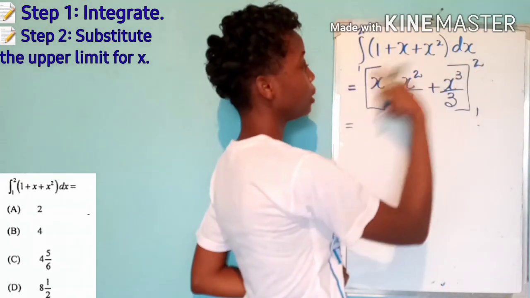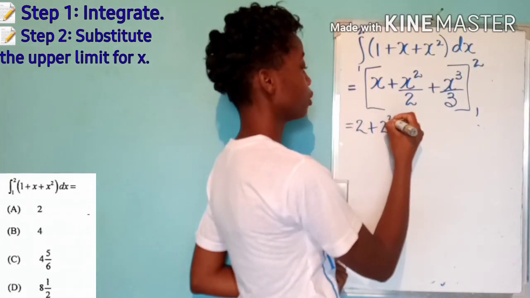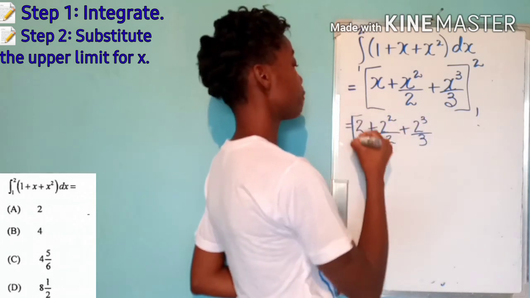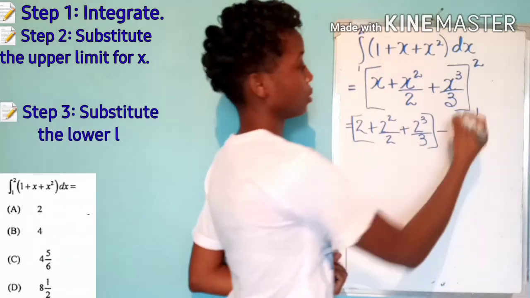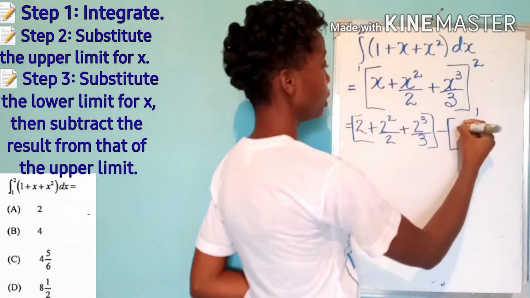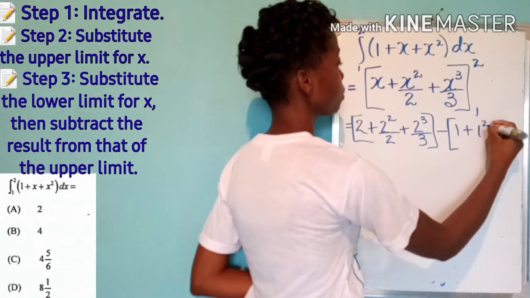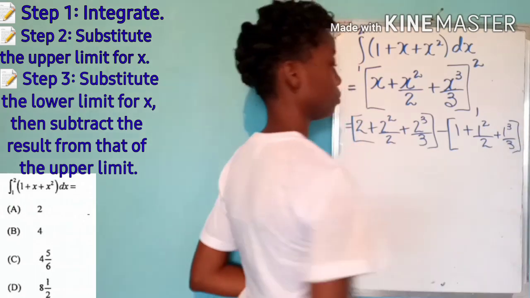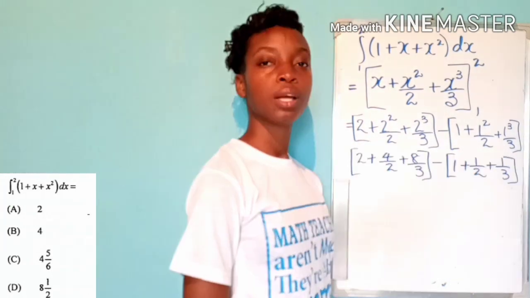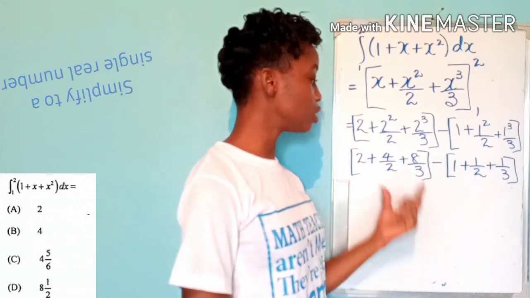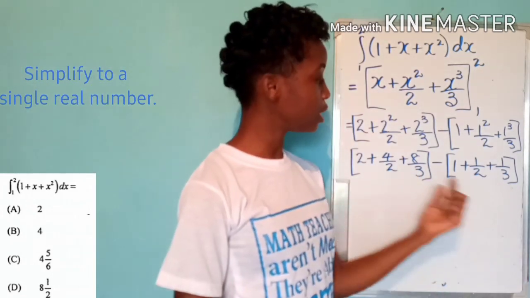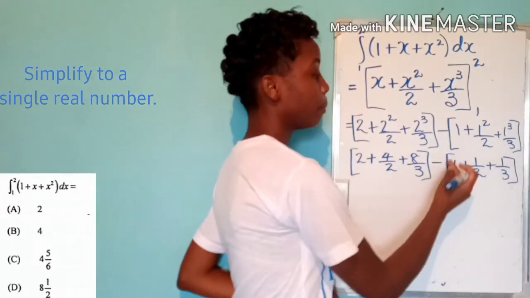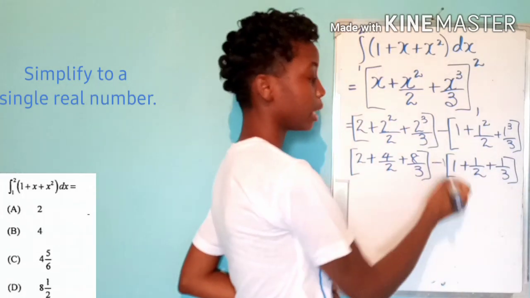So substituting the upper limits, we have 2 plus 2 squared over 2 plus 2 cubed over 3. And from this, we will subtract what we get when we substitute the lower limit. 1 plus 1 squared over 2 plus 1 cubed over 3. I know you can go ahead and simplify that. After you have simplified, you can choose whether you want to work out this bracket and then this one and subtract both results. Or you can go ahead and get rid of this bracket first by multiplying each term inside that bracket by a -1.